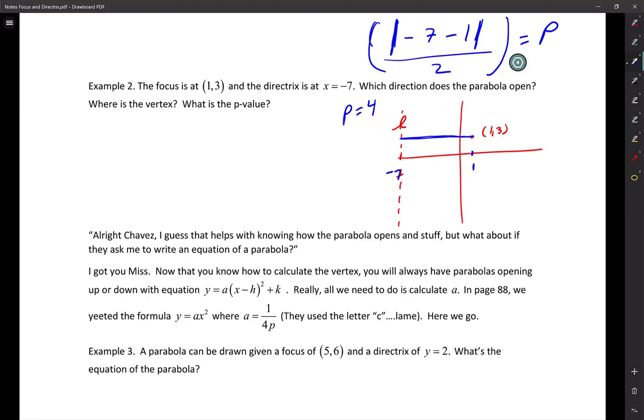Okay, you guys ready? I haven't plotted the vertex yet. I know that the vertex is 4 away from 1, 3. So go 4 to the left, and I'm going to put my point right there. What is that point? Perfect. -3, 3. And the bigger the p, the fatter the parabola. Remember, that's supposed to be the vertex there.